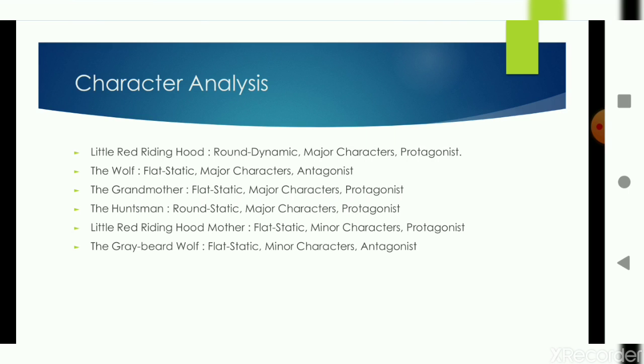The huntsman: round, static, major character, protagonist. He is round because he showed worry and care for the old woman when he was attracted by the sound of the snoring wolf to check on the old woman.